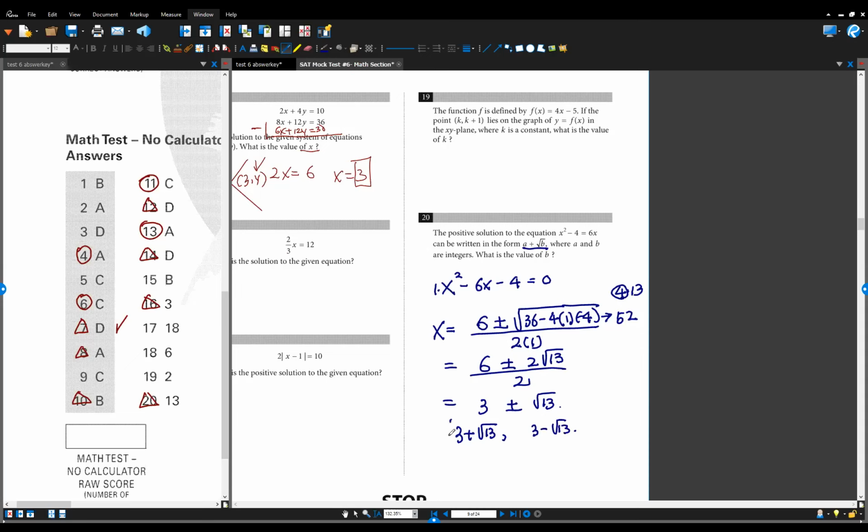Okay, the positive solution is just in the form a plus root b. A is 3, b is 13, right? 13 is the answer. They're asking you for the value of b, not a, okay? Maybe next time they're going to ask for this number. Remember, okay?